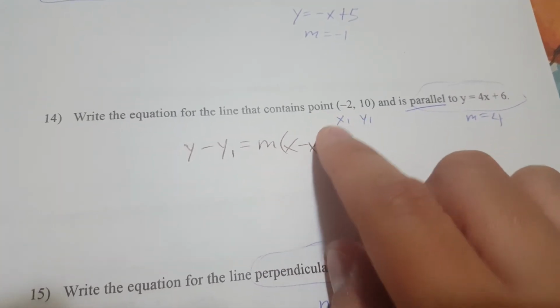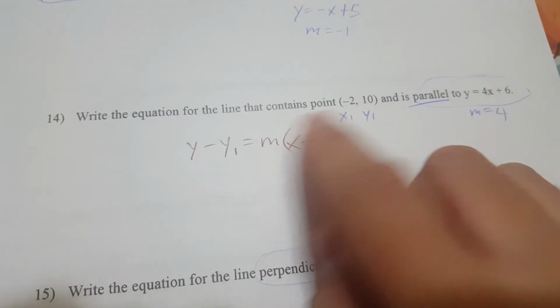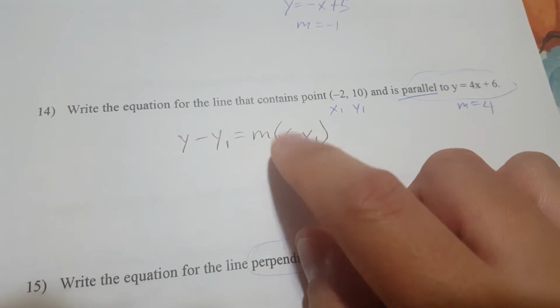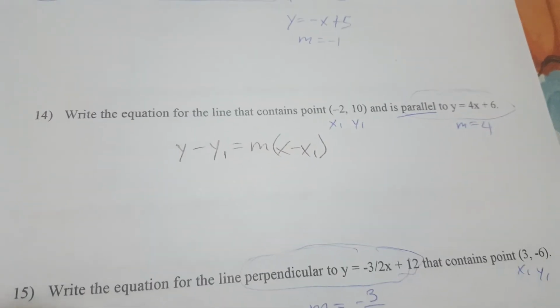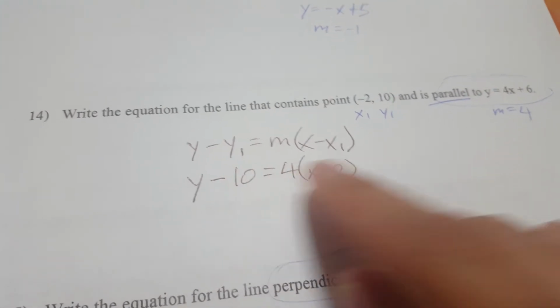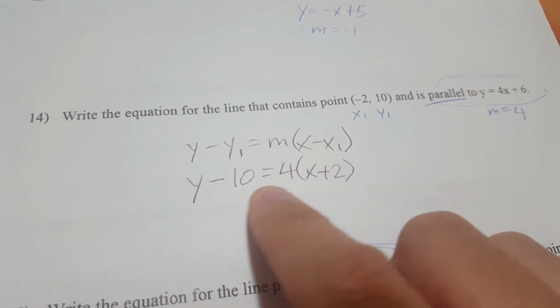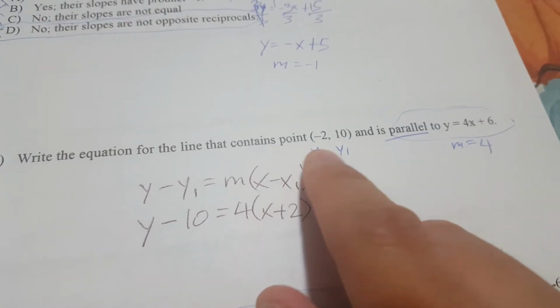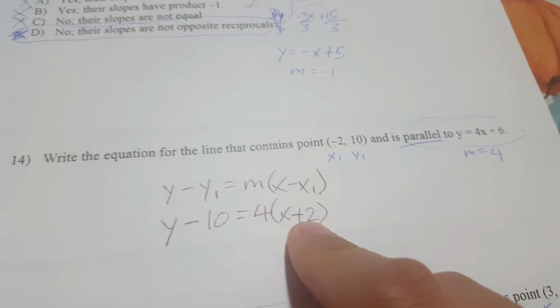I'm going to plug 10 in for this y1. I'm going to plug in negative 2 here, and minus negative 2, that'll change to a plus. So after I plug everything in, remember my y1 was 10, so y minus 10 equals my m was 4, and this will be times x minus negative 2. Minus negative, that changes to a plus.